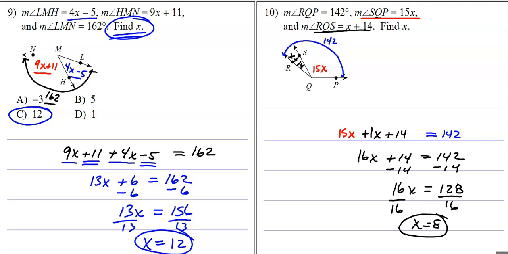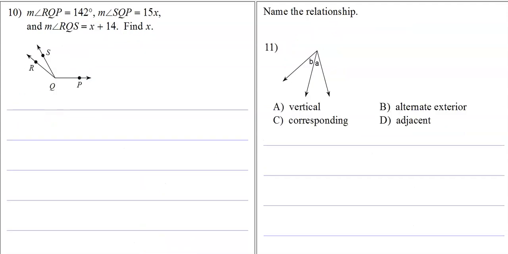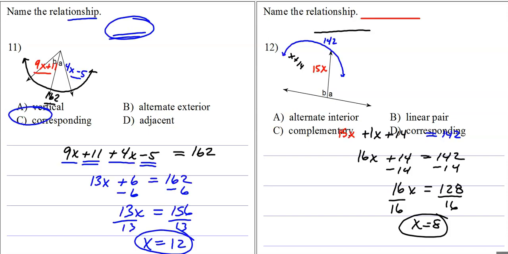And then again, I can plug it back in, see if it works. But I'm going to trust myself on this one. All right, moving forward. Number 11 and 12. These are naming. These shouldn't be too bad at all.